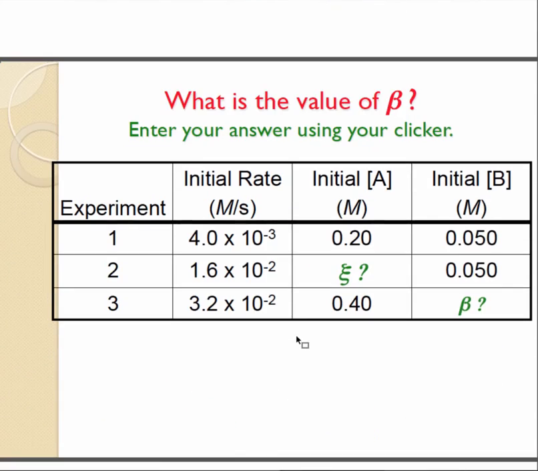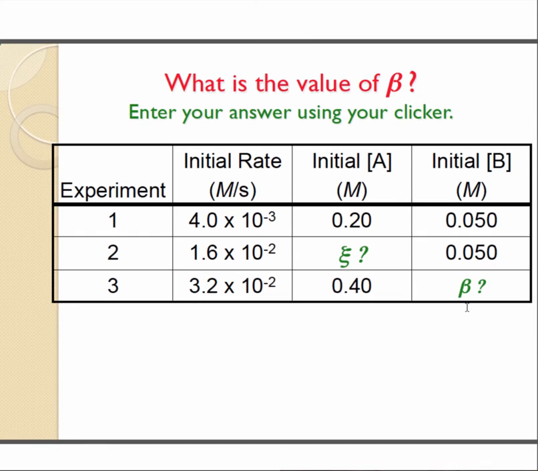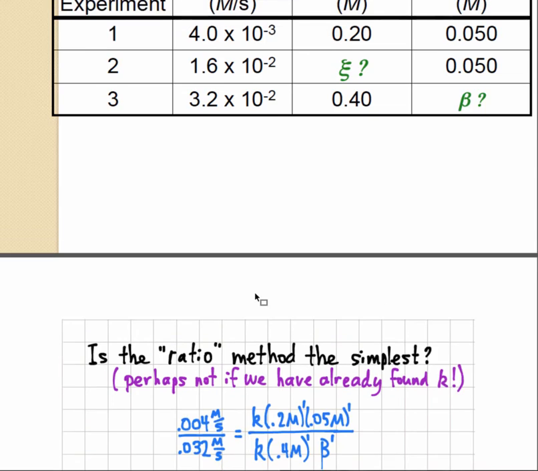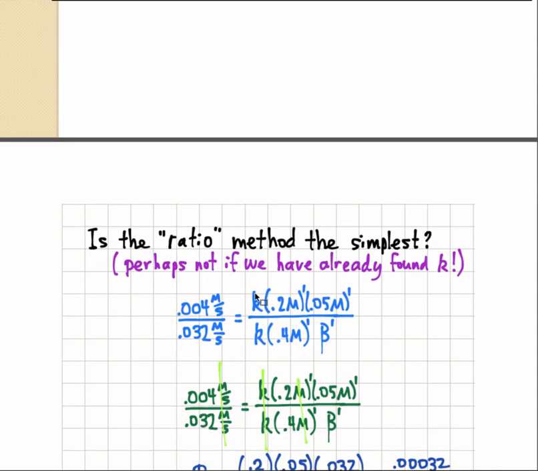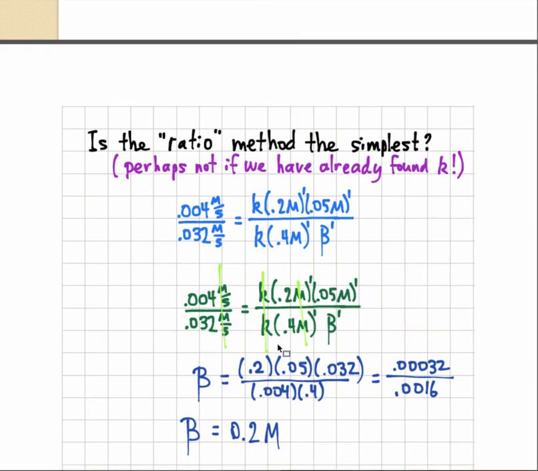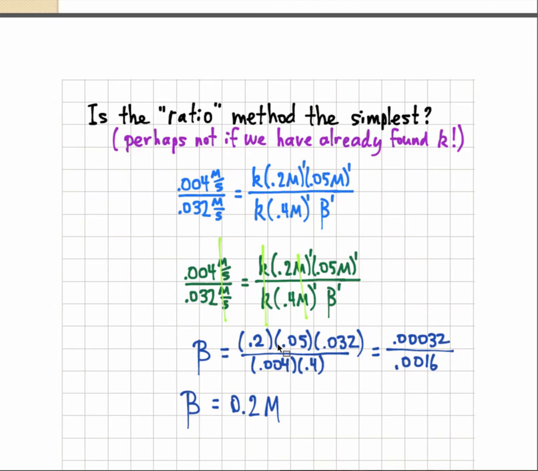Or the other way to do it, oh no, let's go ahead and figure out B. Let's use the method of ratios to, not B, beta. Let's figure out beta by comparing, say, trial 1 to trial 3 in a ratio. Did I do that? I think I did that. 1 to 3. Yeah, right, I did. Here's the ratio. And the units cancel and the constants cancel, and I have just a whole bunch of numbers in ratio, and B comes out to 0.2 molar. Or beta comes out to 0.2 molar.